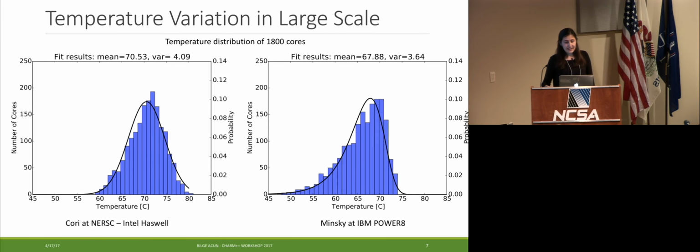So how does this temperature variation look at large scale? Here we look at the temperature distribution of 1800 cores in two different architectures. The left one is Intel Haswell processors on Cori, and the right one is IBM Power8 processors on the Minsky architecture. This one is more of a normal distribution, whereas this one is a bit skewed, but the common thing is that they have over 20 degrees Celsius temperature variation running the same DGEMM kernel. It is all balanced, no communication, yet you still see over 20 degrees Celsius variation.